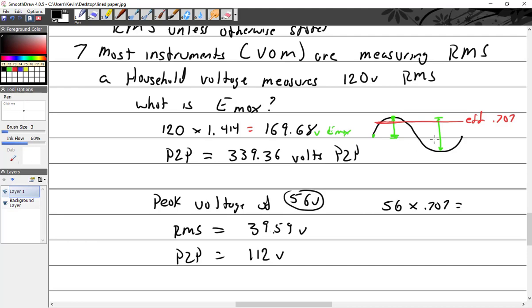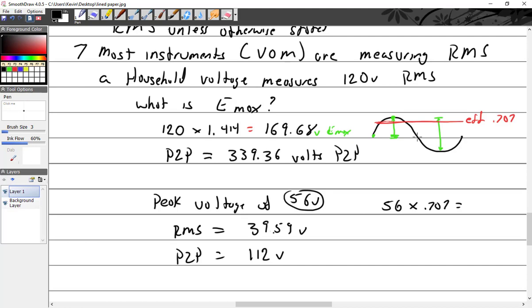Why? Because look at my graph right here. Effective is 0.707 times the peak. What is peak to peak? It's twice the peak, not twice the effective voltage. That's something completely different. So when it's peak to peak, you multiply it by 2.